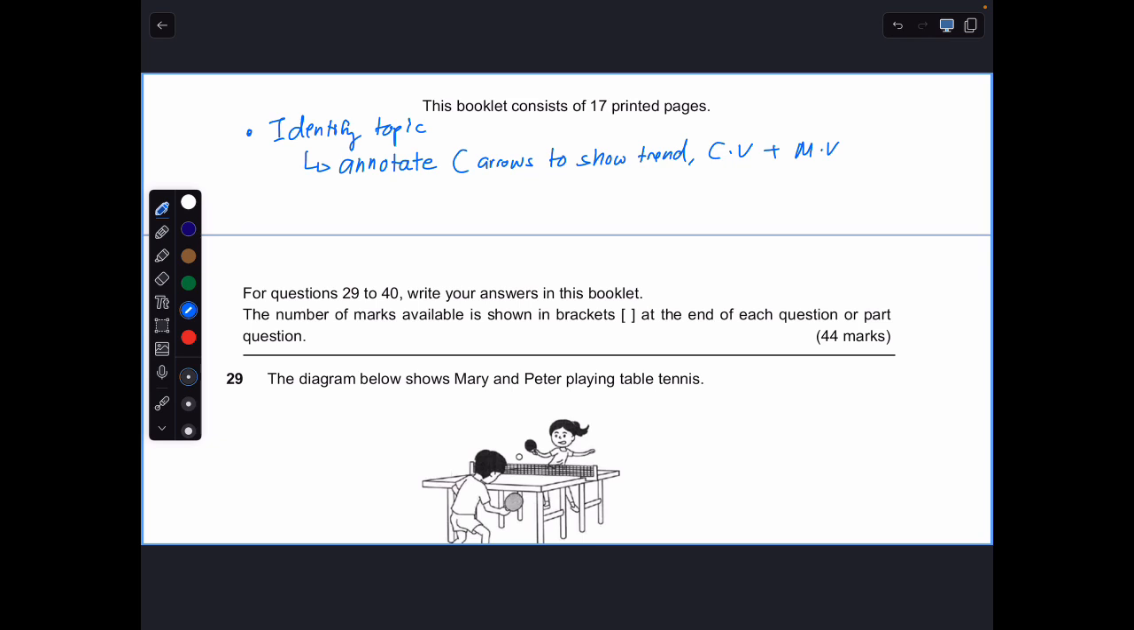And always remember this, okay? Your change variable is the one that affects your measured variable. It is what it is. It cannot be any other way. It cannot be the other way around. Okay, so all these annotations must be made.